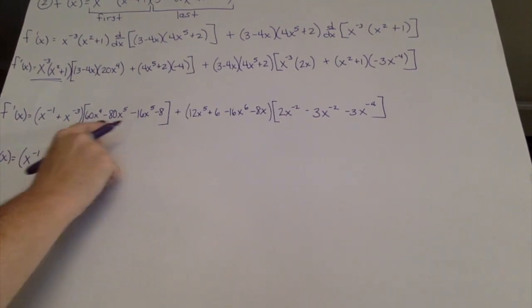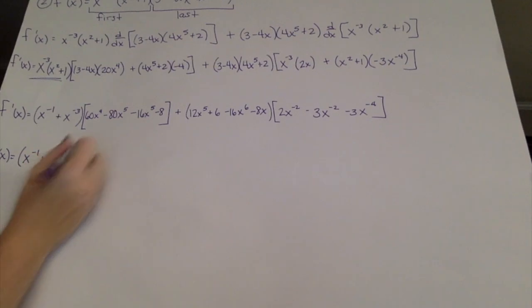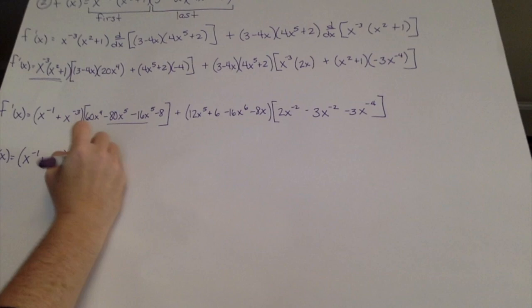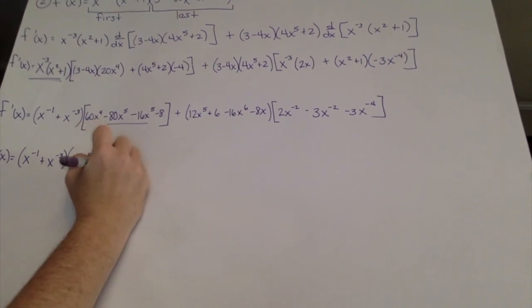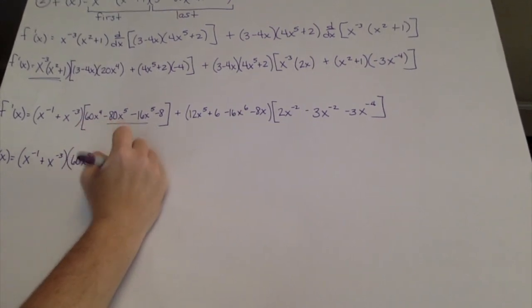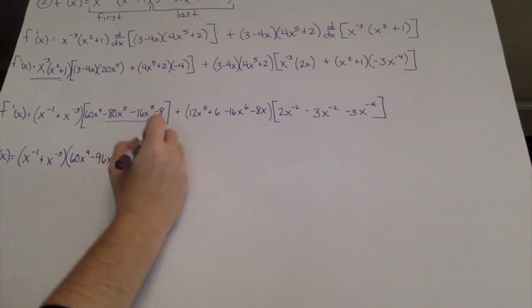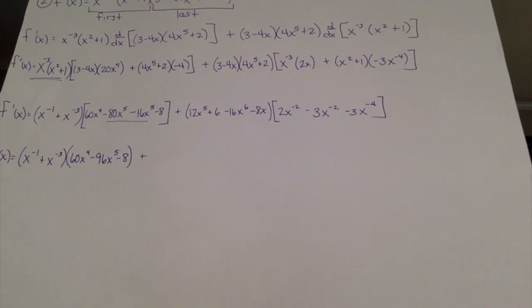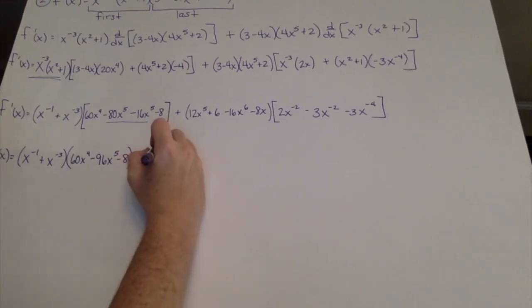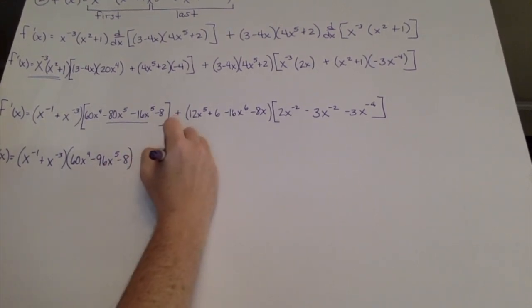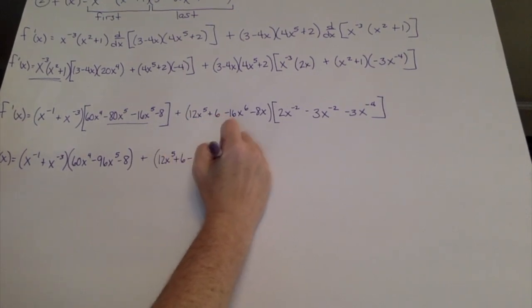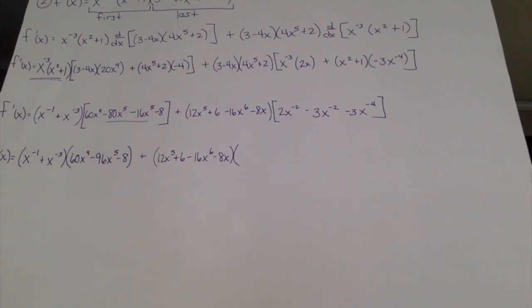Inside of this set of brackets that I'm going to now make into parentheses, I've got a couple of like terms here. So I'll have 60x to the fourth minus 96x to the fifth minus 8. In this set of parentheses, I don't have anything I can do there to combine like terms. So I'll leave that 12x to the 5th plus 6. And yes, I know that's not necessarily in standard form, but I don't need to worry about that yet.